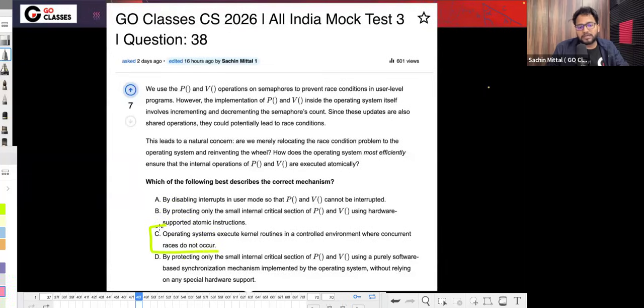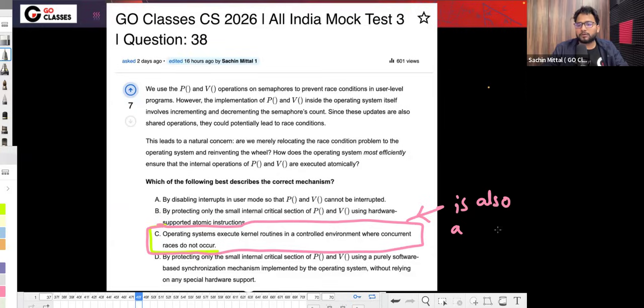Many of the students think that C is correct, so that's why I'm telling you that C is wrong. C says that the operating system executes kernel routines in a controlled environment where concurrent races do not occur. No, the operating system is also a piece of code at the end of the day. So here also the race condition will occur.